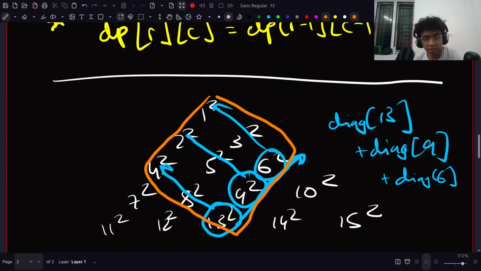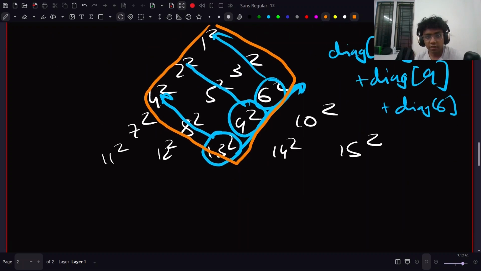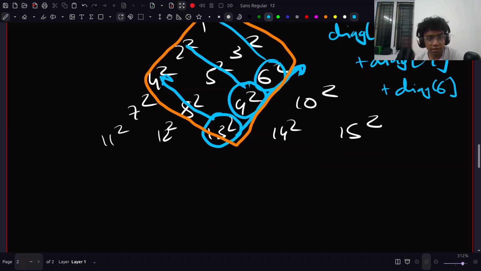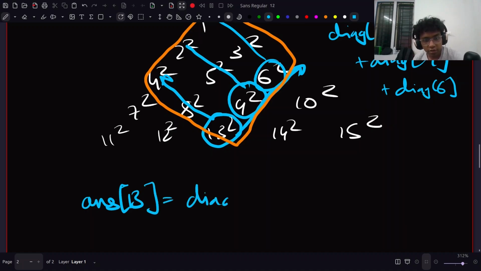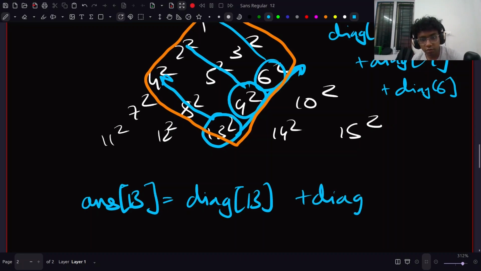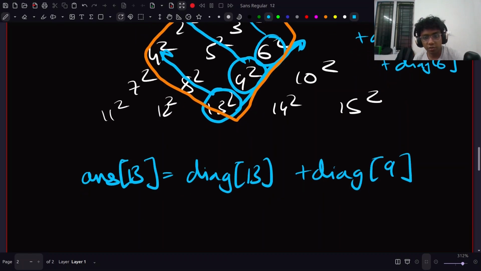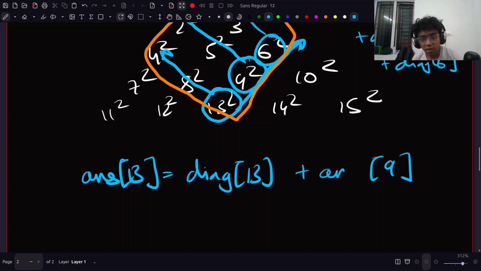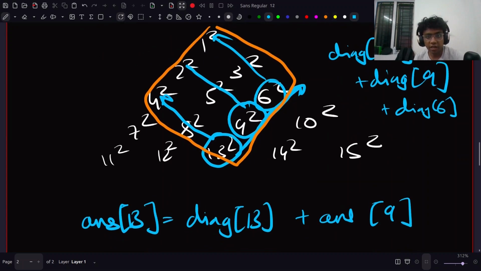So how do we calculate this? Again, simply we can say that this answer, so let's call this answer of 13, is simply equal to the diagonal of 13. Right now I'm using the index to refer to this, plus the diagonal of 9. Sorry, not the diagonal of 9, plus the answer of 9. Why am I saying answer of 9?